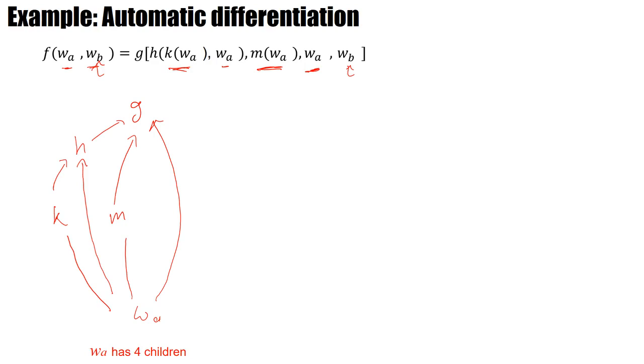So we have these 4 locations for WA. Each of these locations is called a child. So we have these children of WA. K is one of these, M is one of these, H is one of these, but H is also a child of K. Now let's look. So I call this the forward calculation path.